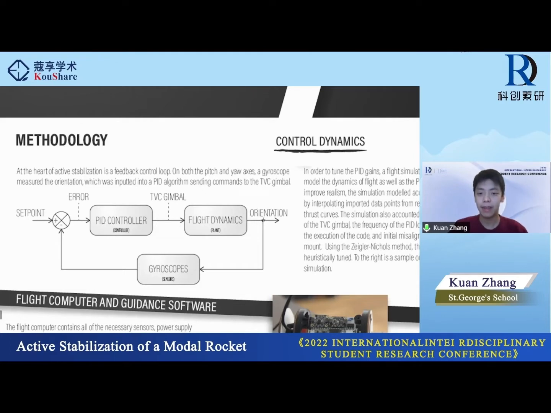So in this diagram, we see here that the orientation is measured by our gyroscopic sensors. And this is used to calculate the error, essentially how much the rocket is deviating from the orientation we want it to be at, which is straight upwards. This is fed into the PID controller. This is the algorithm itself that determines what output should be sent to the engine to correct for that error.